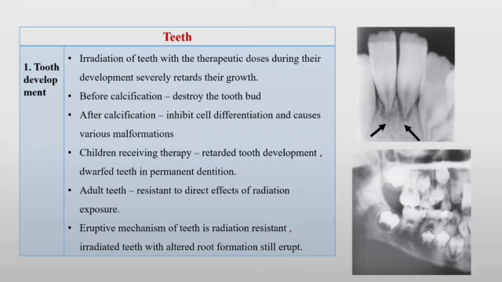In children receiving radiotherapy, they may have retarded tooth development, dwarfed teeth, impaired permanent dentition. At the same time, the eruptive mechanism of teeth is radiation resistant. The irradiated teeth with altered root formation still erupt.